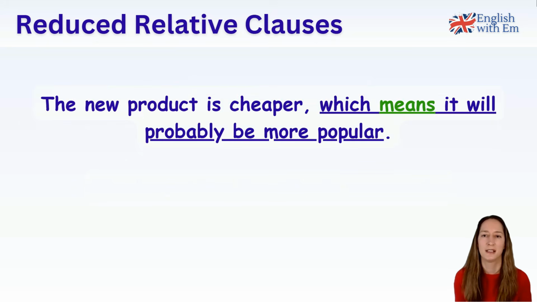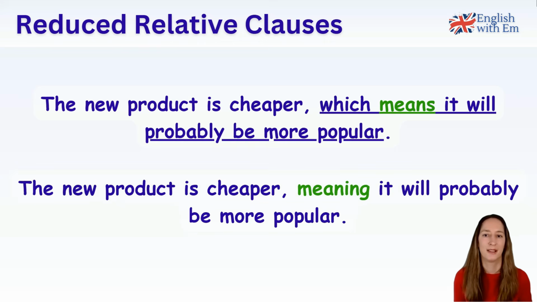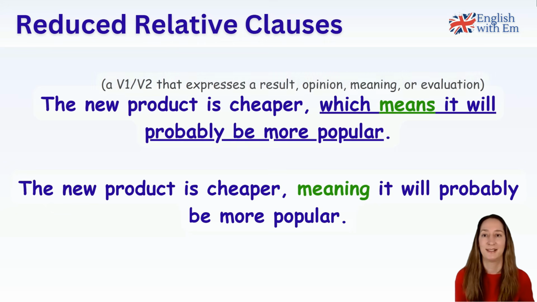Last one. The new product is cheaper, which means it will probably be more popular. Pause the video and think about your answer. The new product is cheaper, meaning it will probably be more popular. So here we have a present simple verb that expresses result, opinion, meaning, or evaluation. So here, we're using the verb mean, but really this is an opinion, isn't it? We think it will be more popular. So we've deleted the pronoun and we've changed the verb to the present participle.